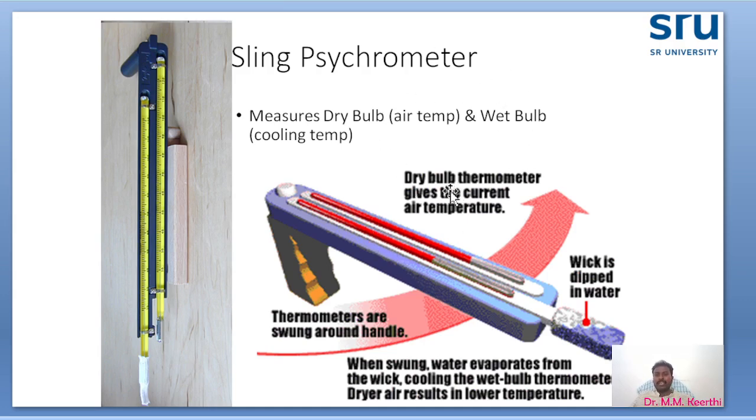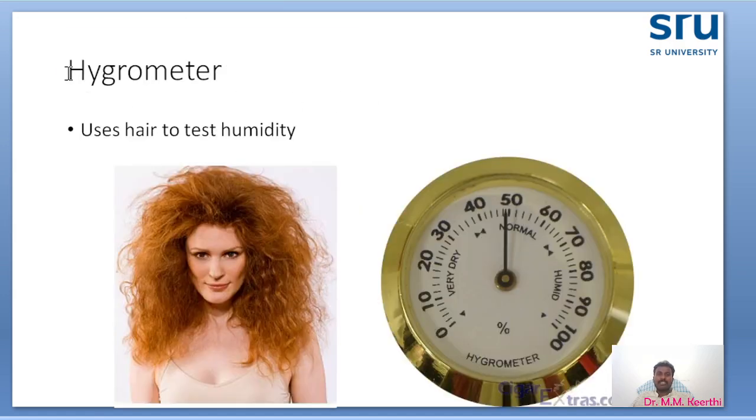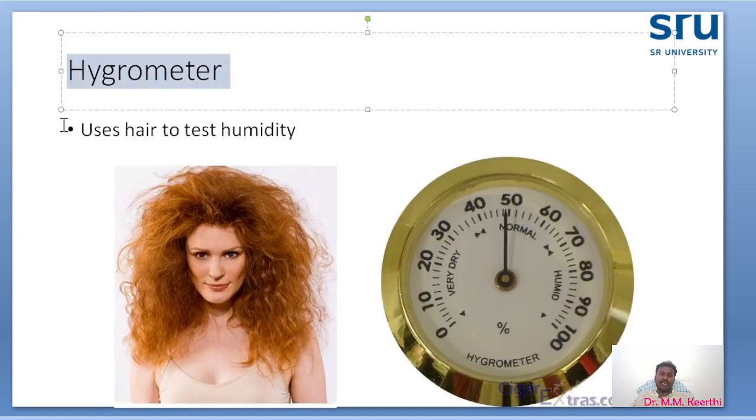This is the sling hygrometer. Inside, a dry bulb and a wet bulb thermometer will be there. While rotating this instrument, air will pass over them, and at that time it will measure the temperature level. From that we can measure how much humidity is there. Another instrument is the hygrometer. Using this instrument we can measure what percentage of humidity is there.